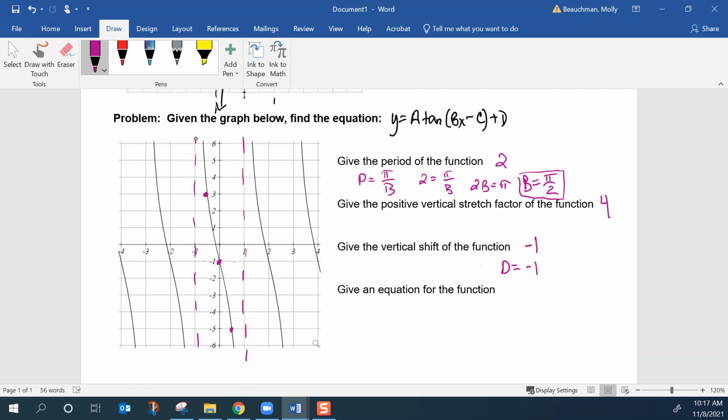Now the tangent function graph is upside down. It's a reflection over the x-axis. So whenever we reflect over the x-axis, our function is negative.